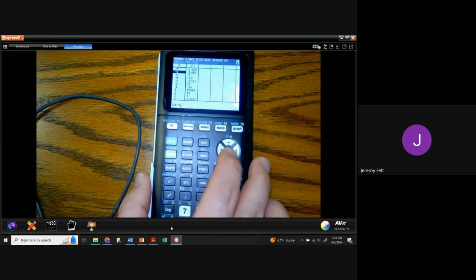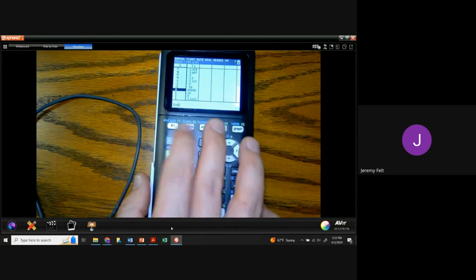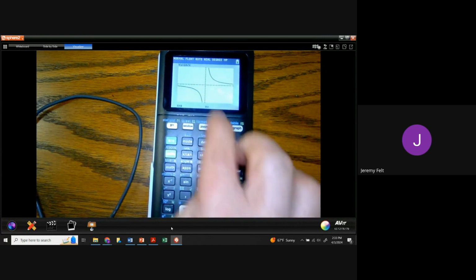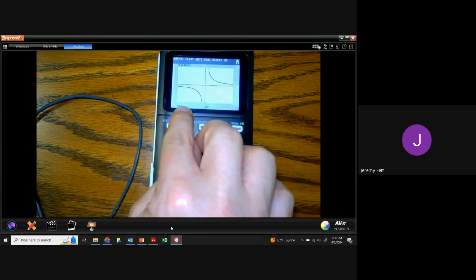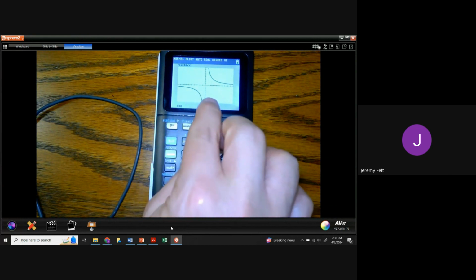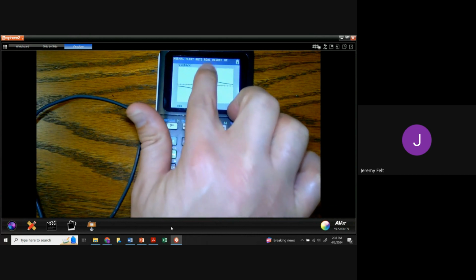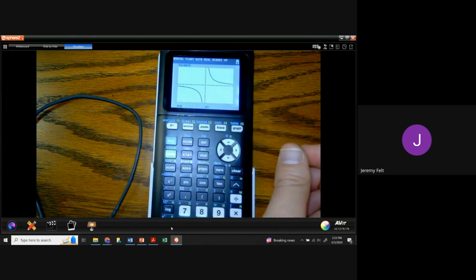So if we go into the table, y equals 10 divided by x. When I put in 0, I get an error. Why is that? Okay, well, I can't calculate a value. There is no value here for y where x equals 0, because where x equals 0 is right here. It's not to the right or the left. It's right here. So it's never going to cross that y-axis.